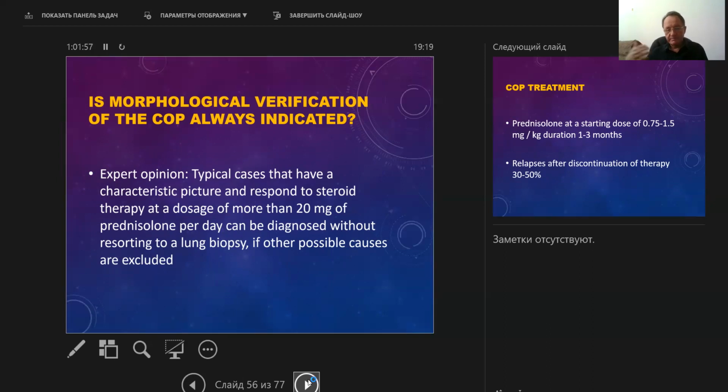That's why the response to corticosteroid therapy is also a very important factor for confirming COP. But I told about this clinical case with a new diagnosis of COP, where in 3 months we changed the diagnosis to lung carcinoma.